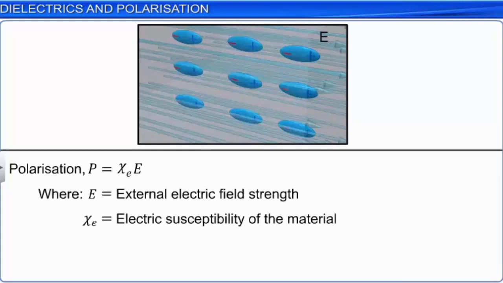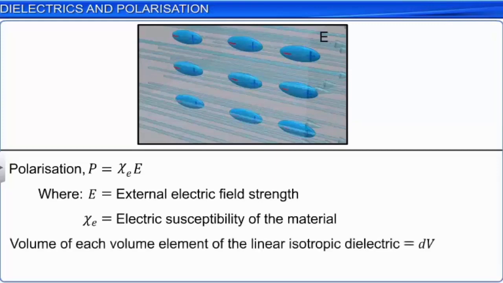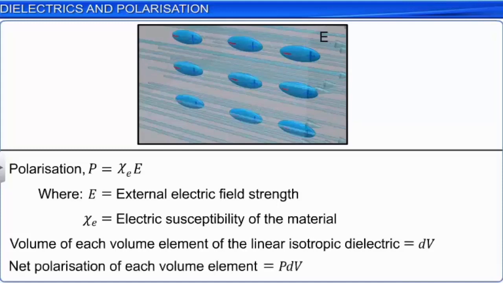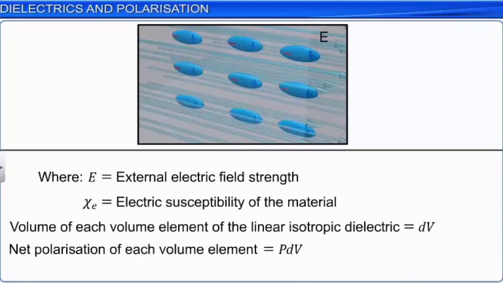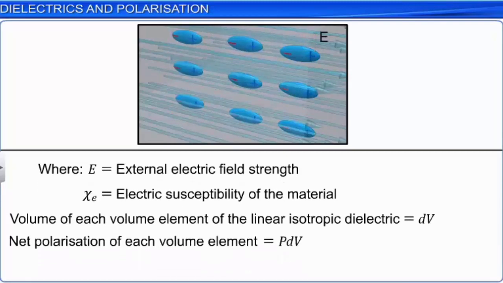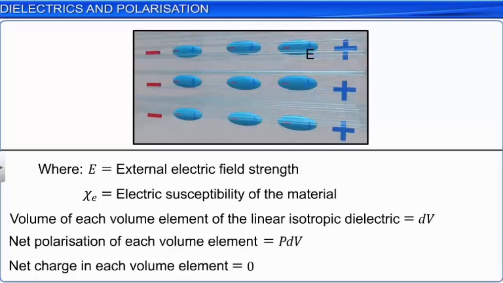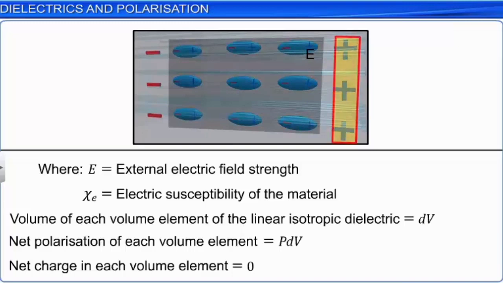Now each small volume element of the linear isotropic dielectric having a volume dV has a net polarization equal to P dV due to all the dipoles in it in the direction of the uniform electric field. Here, it is important to note that the net charge in each volume element will be zero. The resultant effect in the material due to the uniform external electric field will be the formation of an induced positive charge density plus sigma induced on the right face of the dielectric and minus sigma induced on the left side of the dielectric.